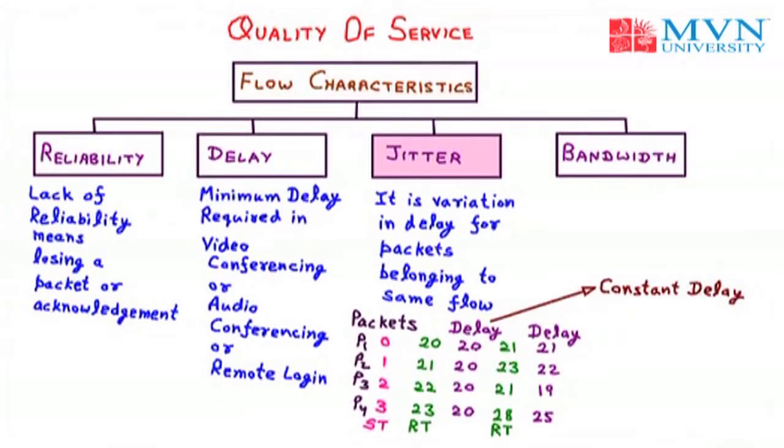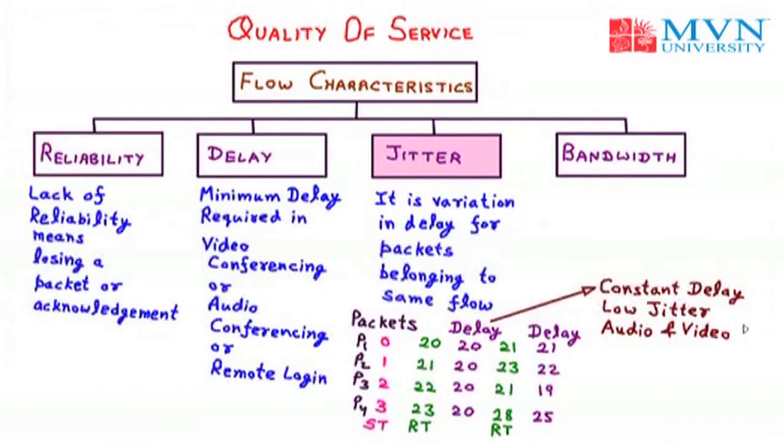The delay is constant, that means we can say that the jitter is very low, because the difference between the sending and the receiving of the packet is very small. Then we can say that low jitter. And obviously the low jitter is required for the audio and video, because if you have to send the particular audio and the video, in that case the delay must be very less. That means the jitter will be very less. The low jitter is required.